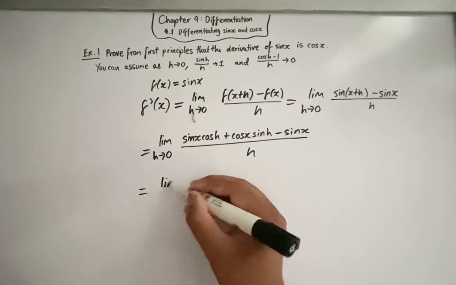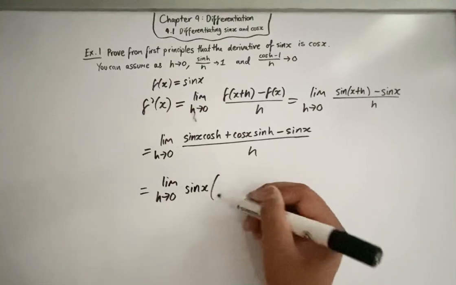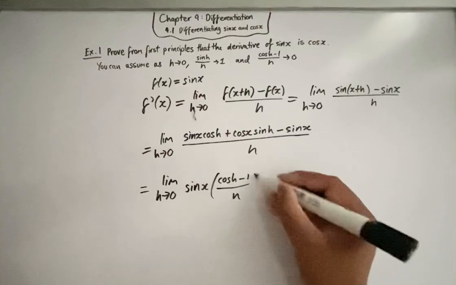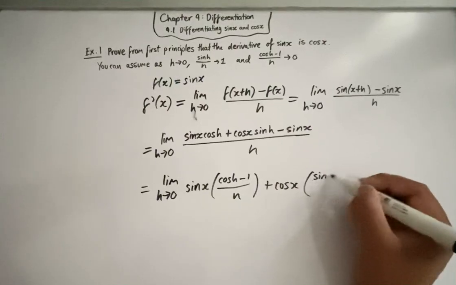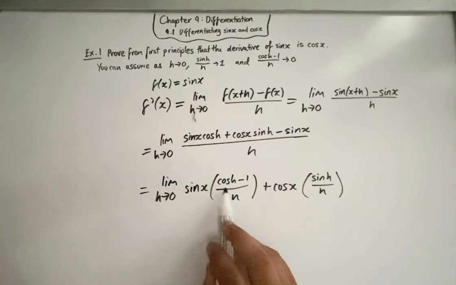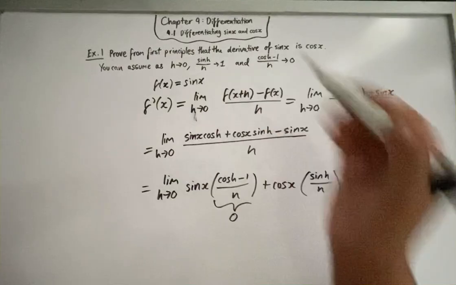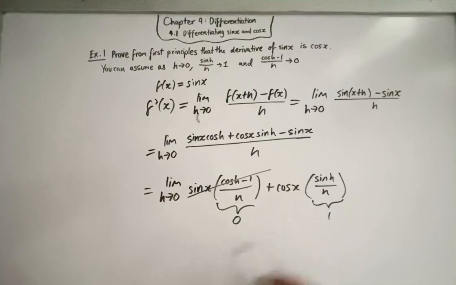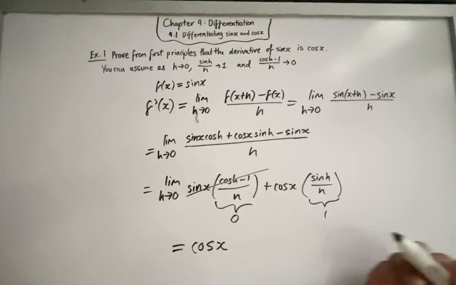Factorizing, we can get the limit, as h tends to 0, of sin x multiplied by cos h minus 1 over h plus cos x multiplied by sin h over h. Now, as h tends to 0, cos h minus 1 over h will tend to 0, and sin h over h will tend to 1. So this first term will be 0, so this entire thing will go, and we're left with cos x. And so therefore, the derivative of sin x is cos x.